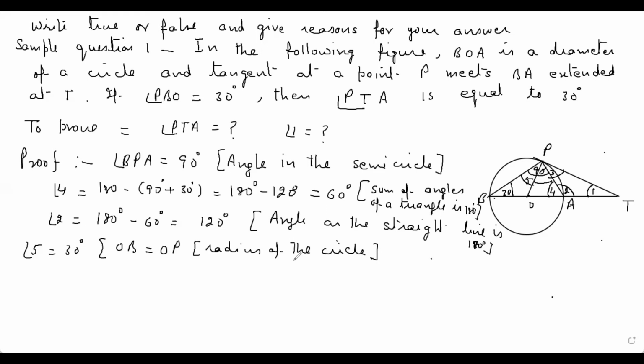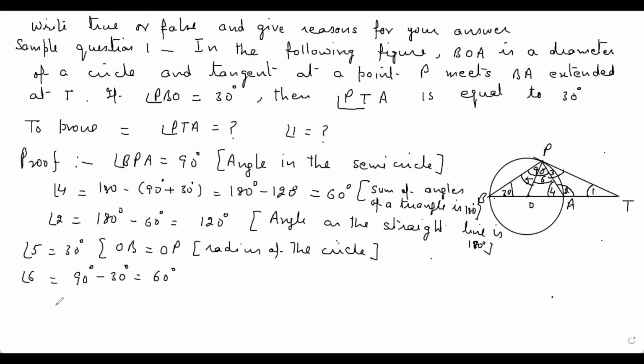Radius of the circle. So angles opposite to equal sides are equal. So angle 5 is equal to 30 degrees. Now let this angle be 6. So angle 6 is equal to 90 degrees minus 30 degrees, which is equal to 60 degrees.